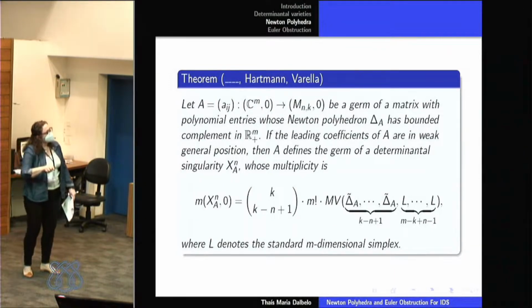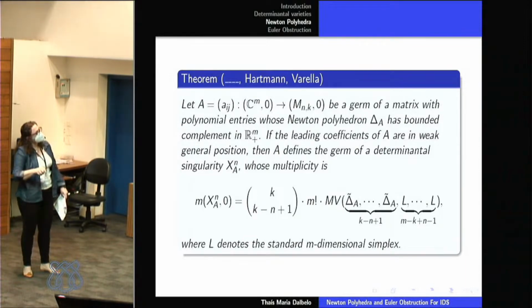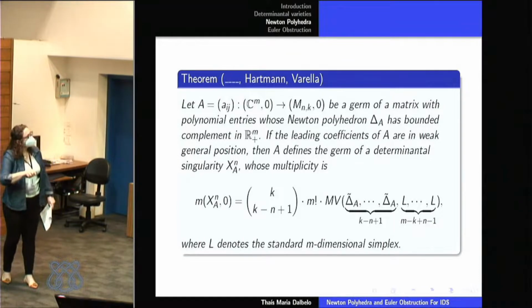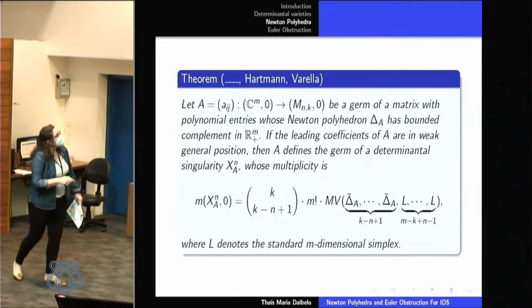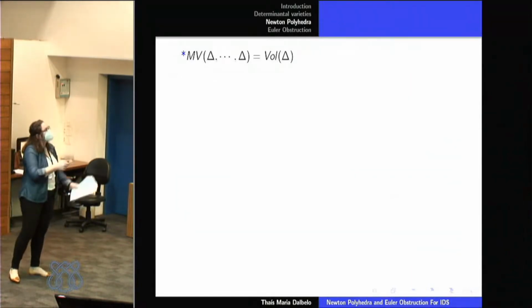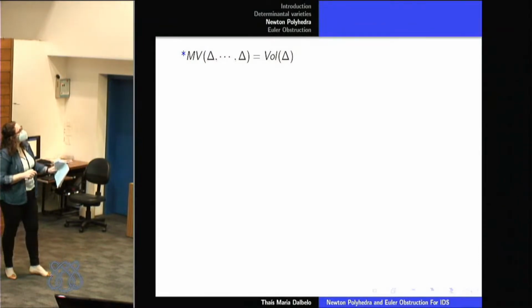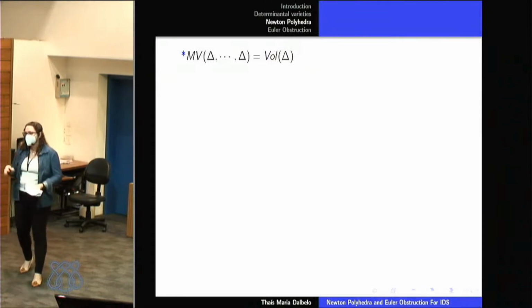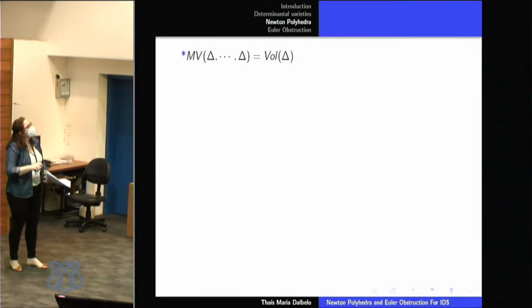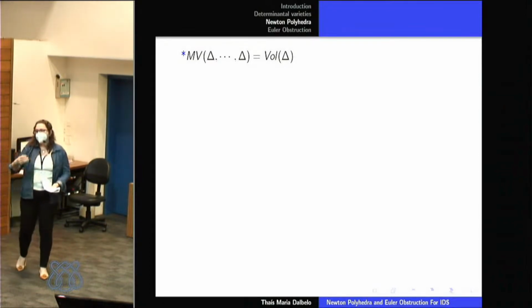Let us observe that now what we have is the same Newton polyhedron. It appears more than once, but it's the same Newton polyhedron. Before continuing, let me make one remark. The mixed volume of polyhedra has this property: if we have the same Newton polyhedron, no matter how many times it appears, this mixed volume is equal to the volume of the polyhedron, the Euclidean volume.